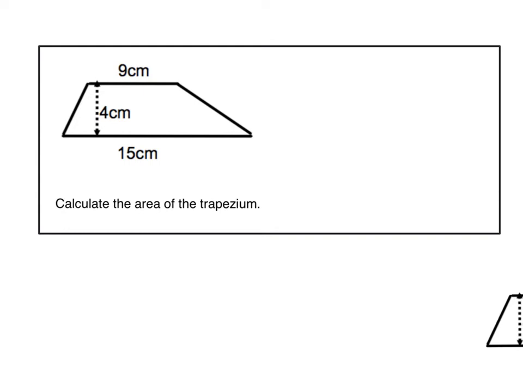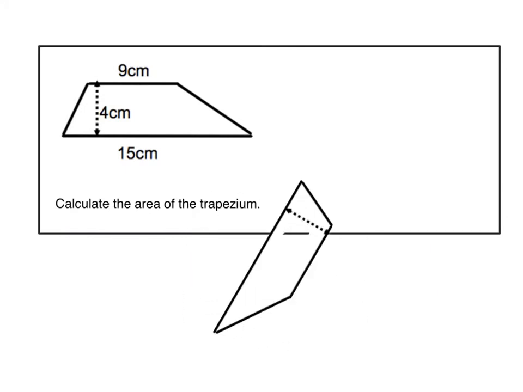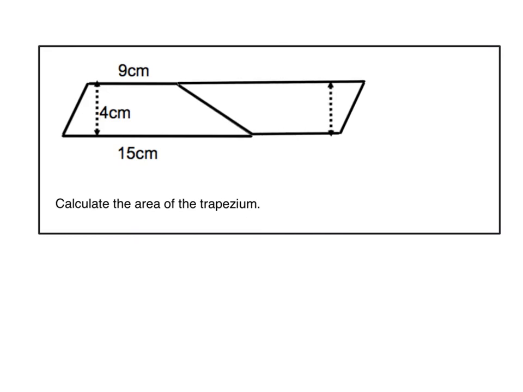Calculate the area of the trapezium. So again, I'm going to draw the trapezium upside down next to the one that's already there. Now I've got one that's already on my computer, you could just draw it. So if I put them together, okay, so you can see that we've got, again, it's a parallelogram.